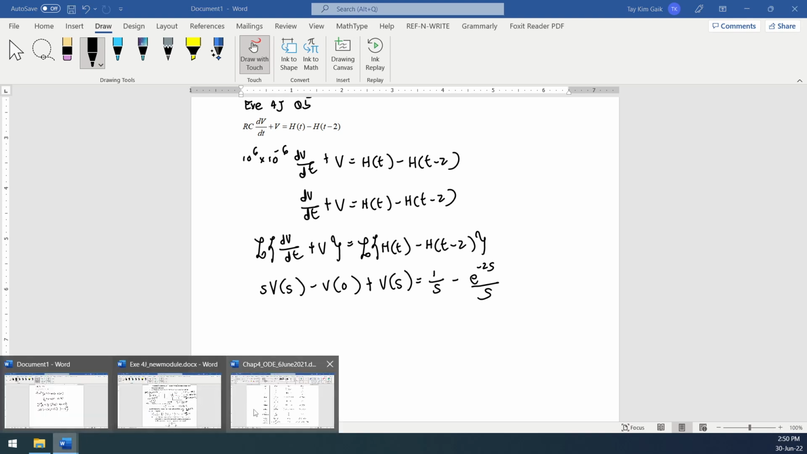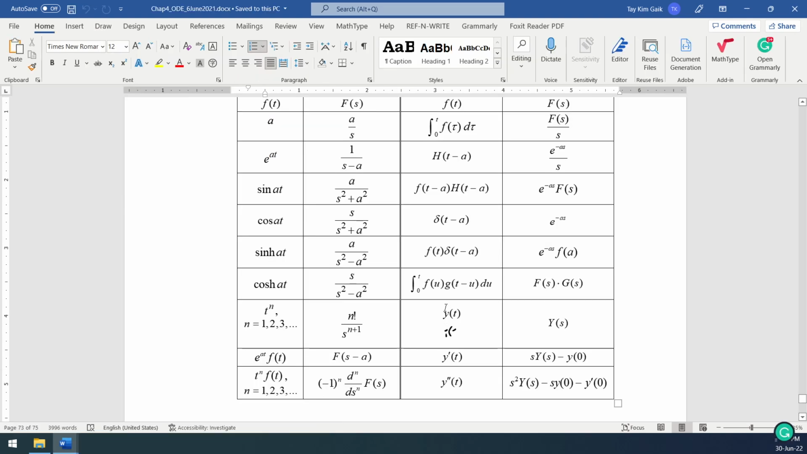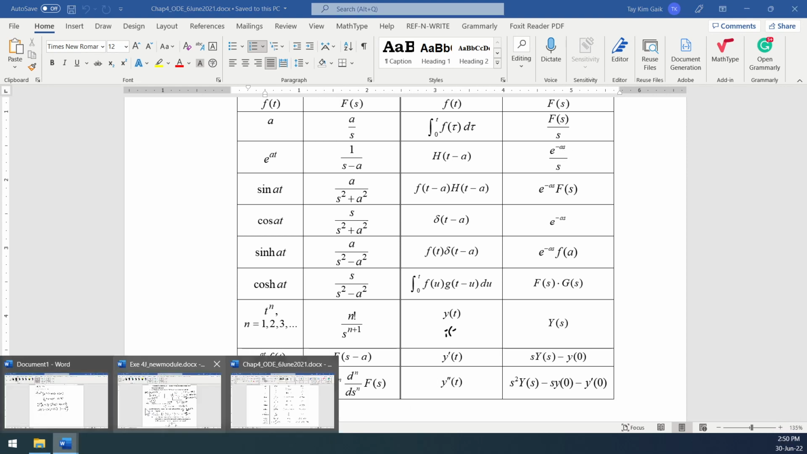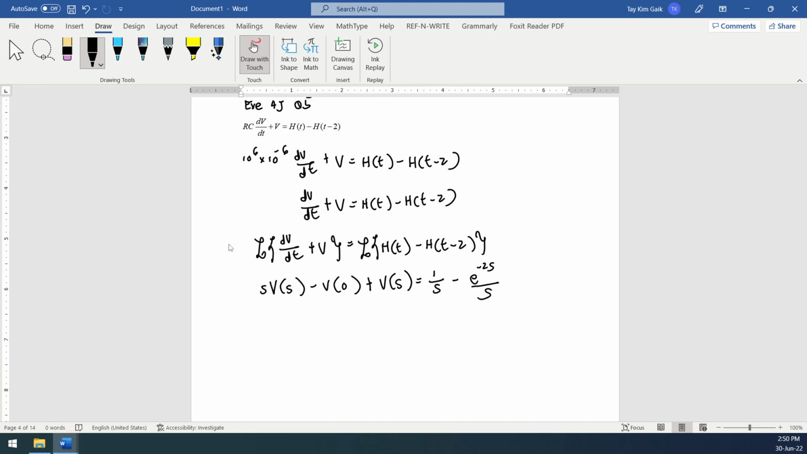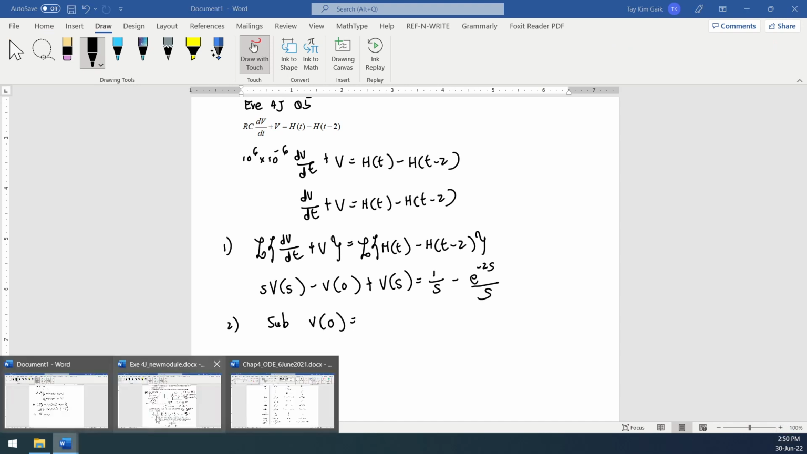Okay, let me check back at the Laplace transform table. v(t) is V(s). dv/dt is sV(s) minus v0. h(t minus a) is exponent negative as over s. So the first step is taking the Laplace transform. Second step, substitute the initial condition. Okay, back here.